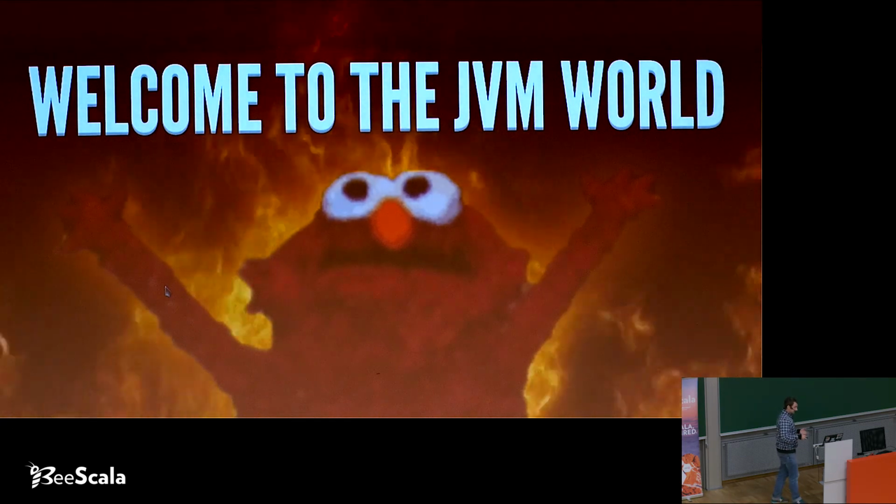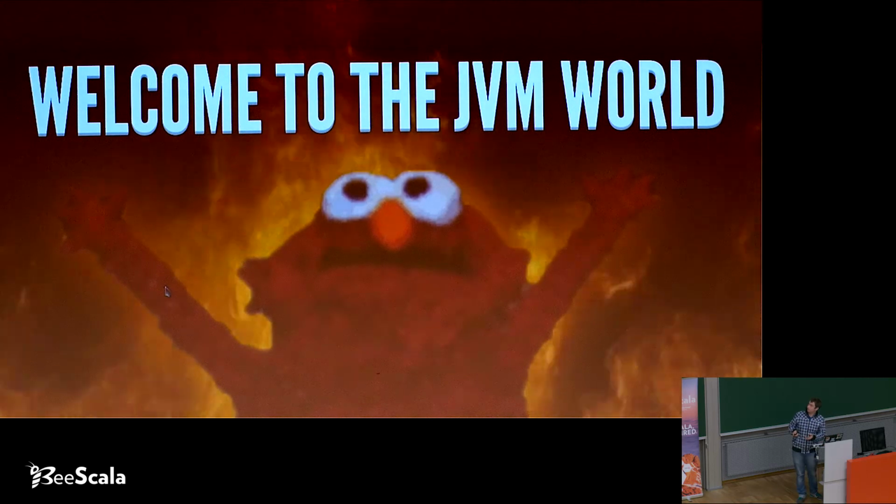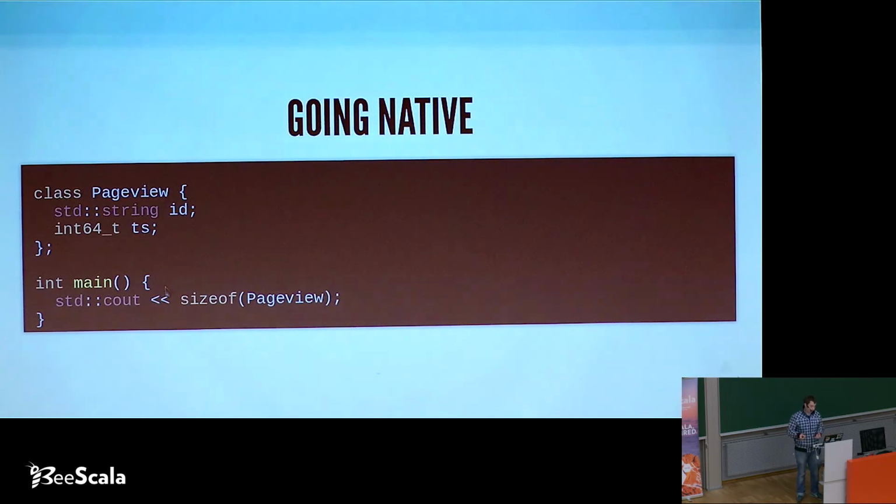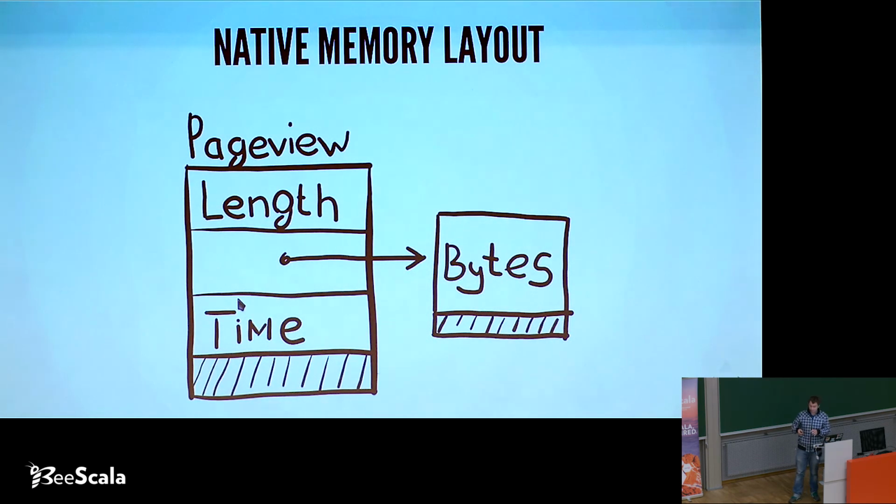So then let's take a short journey to the non-managed world and write some C++ for that. We have a class called PageView with the same fields as it was for the case class in Scala. It's not a very correct way of measuring the memory usage for the PageView here, because it will measure only the stack portion of the PageView itself. But anyway, if you draw in a diagram how it will be distributed in RAM, you see that the length of our string is right inside of our page view. There is a pointer to the bytes, no headers, and just time, and that's all.